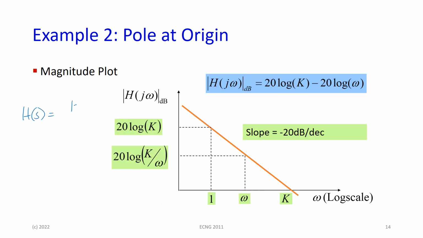H(s) is equal to K over s. For a single pole at the origin, the magnitude plot of the frequency response decays, or decreases, or has a slope of minus 20 decibels per decade. So the straight-line approximation of the frequency response for this is a line that decreases. You could draw your magnitude axis, just draw a line, and the slope is minus 20 decibels per decade. Right?